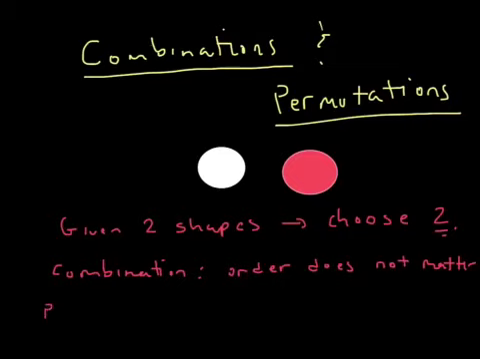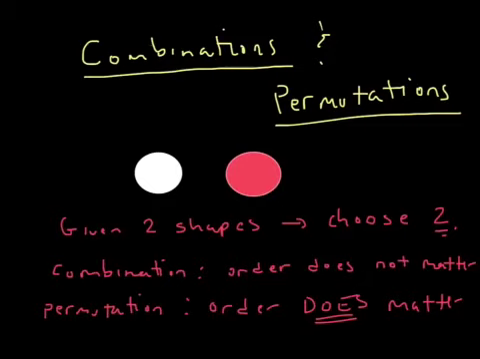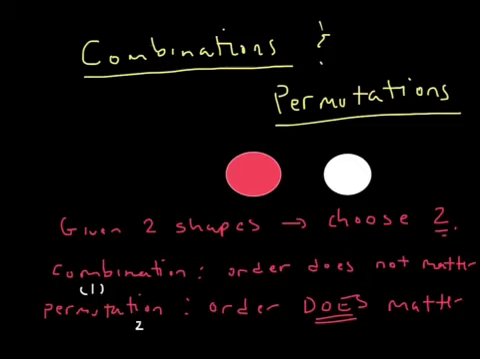However, in permutation, order does matter. So in this case, one permutation of these two shapes would be having white first and then the red. Another permutation would be the red first and then the white. So whereas combinations, I only had one different combination, for permutations I have two permutations.